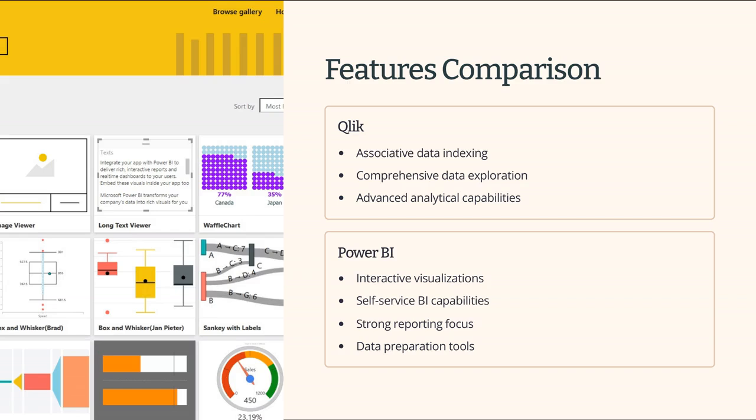Now, let's consider pricing. Qlik offers a tiered pricing model with options for small businesses to large enterprises, starting at $30 per user per month. Power BI, however, offers a more aggressive pricing strategy with a free version for individuals and a pro version at $9.99 per user per month. For larger organizations, Power BI Premium is available, starting at $4,995 per month, offering more capacity and flexibility.